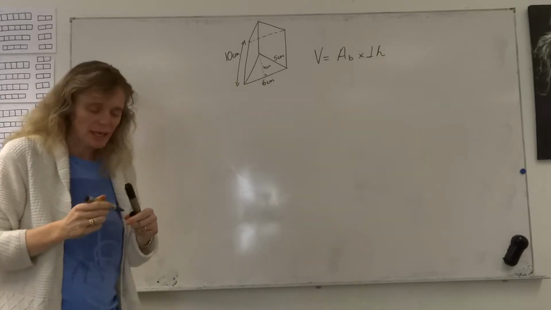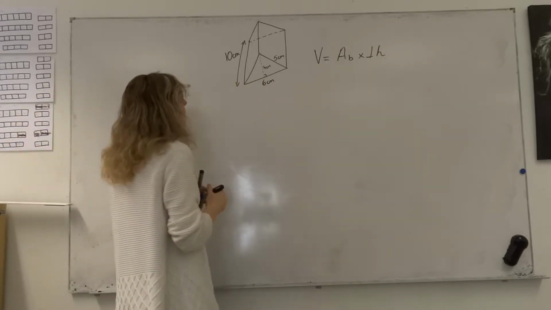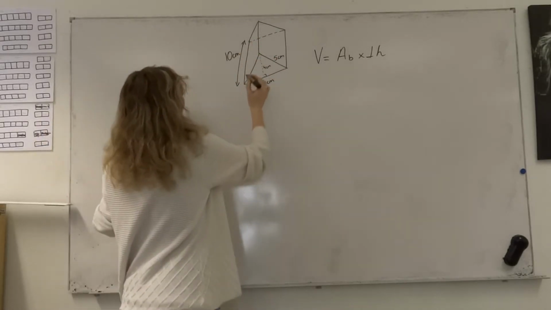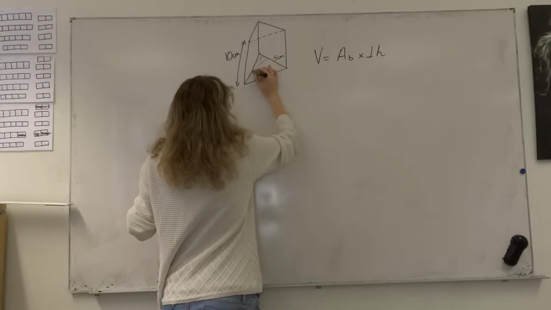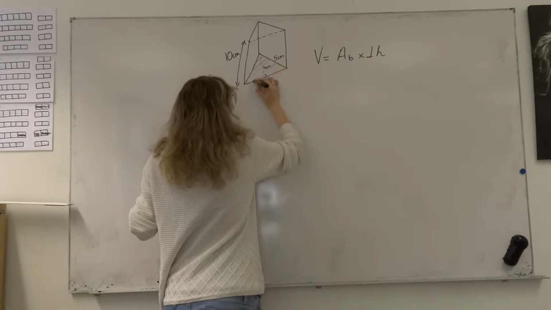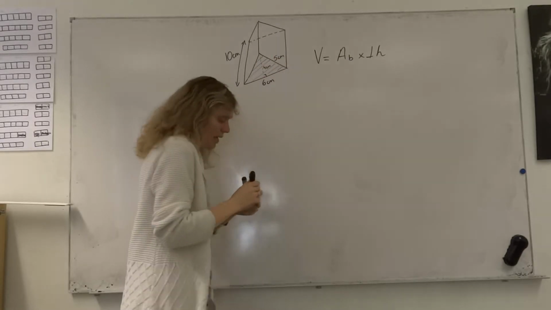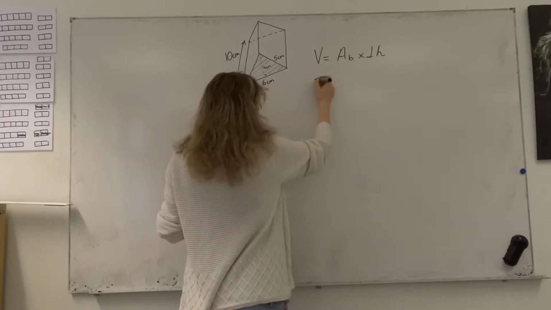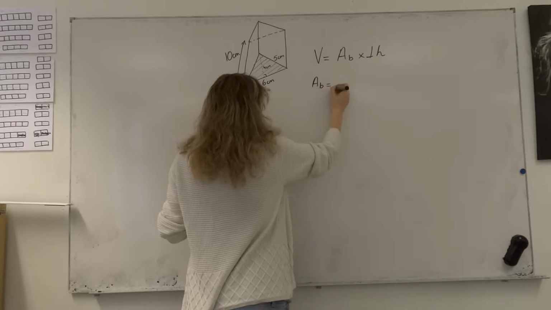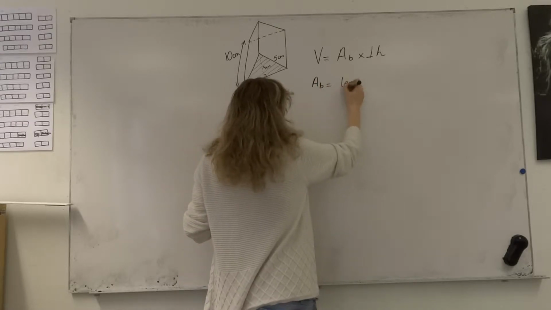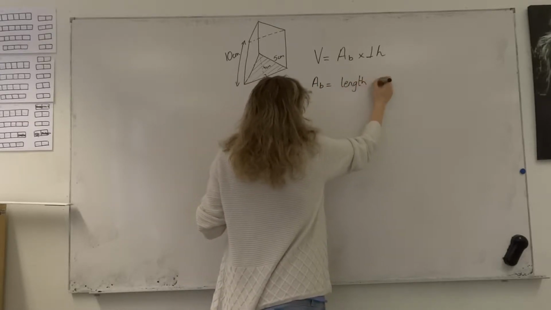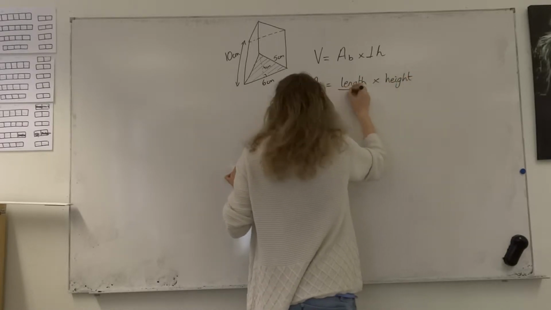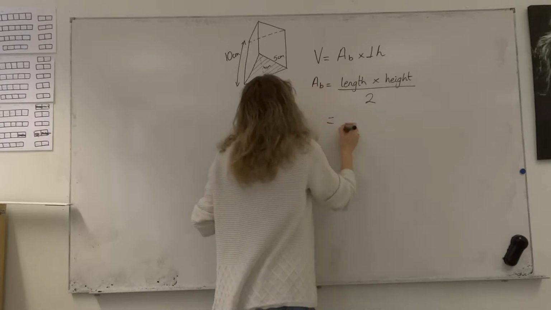So what would we calculate the area of the base in this particular case? Well, imagine that this prism is standing on the table. The area of the base would be the area of this triangle here. And we know that the area of the triangle is the length multiplied by the perpendicular height inside the triangle divided by 2.